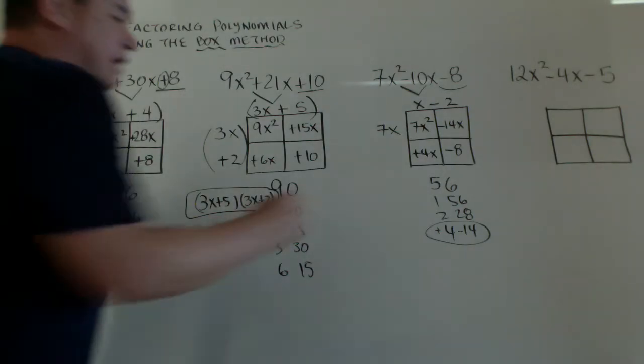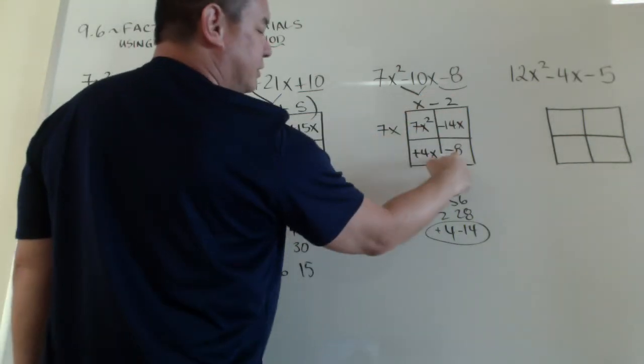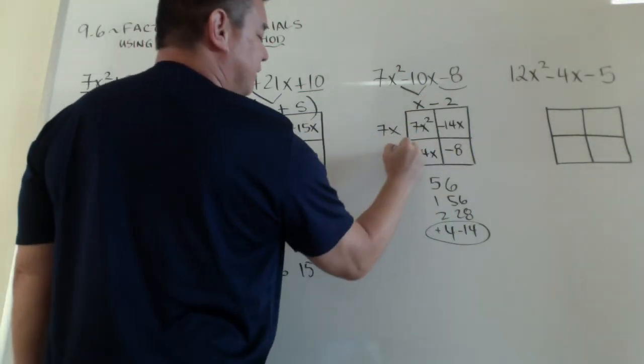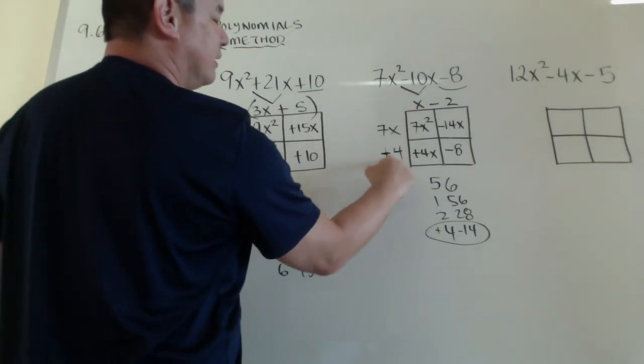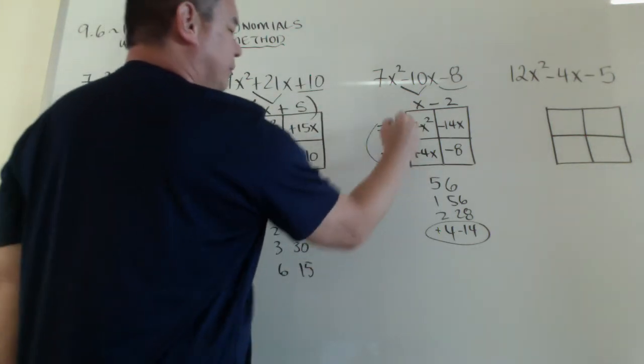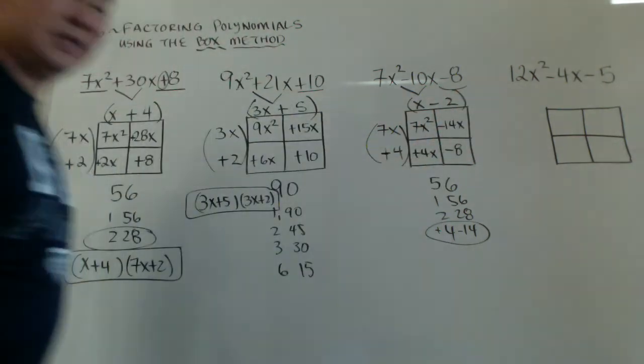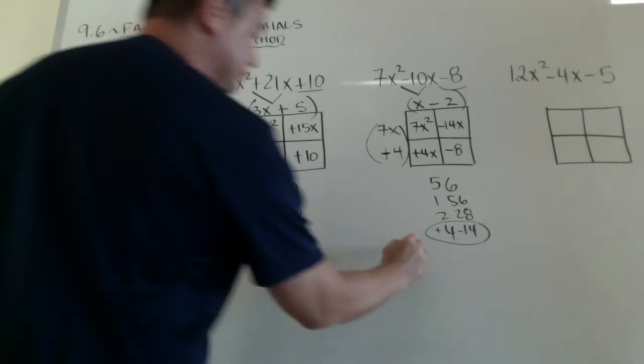And if I think of what I need to multiply the negative 2 by to get negative 8, it's a positive 4. If I double check, x times positive 4 is equal to positive 4x. So my answer is x minus 2 times 7x plus 4.